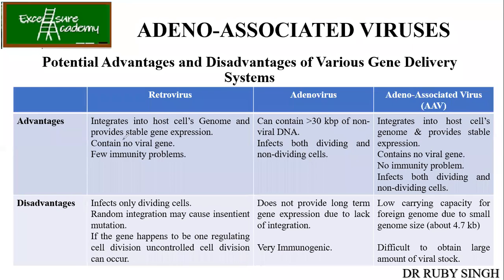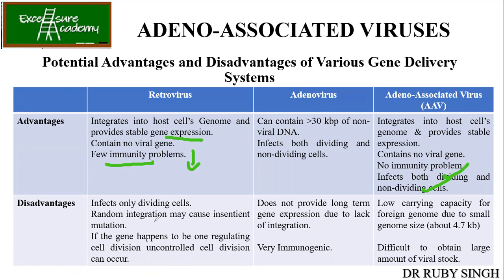Retrovirus integrates into the host cell genome and gives gene expression. So whenever it is replicated, each offspring cell is also going to have it, with only a few immunity problems. It's good. Now in the case of adeno, we know that it is not getting integrated. Adeno-associated virus integrates into the host cell, has no immunity problem, and infects both dividing and non-dividing cells. So it's okay since it is not causing any infection to the host. It's fine that it is able to infect both dividing and non-dividing cells.